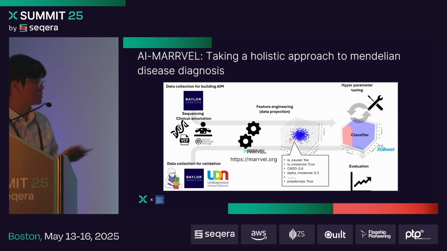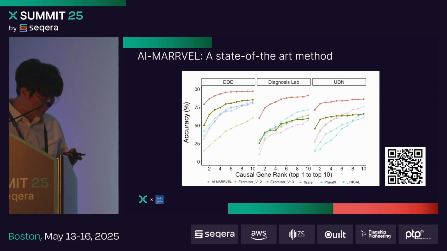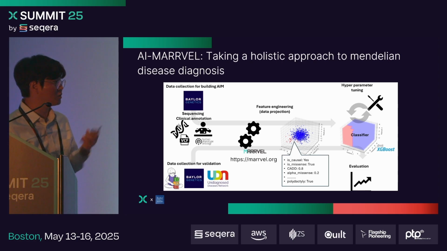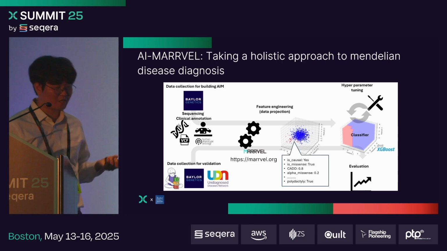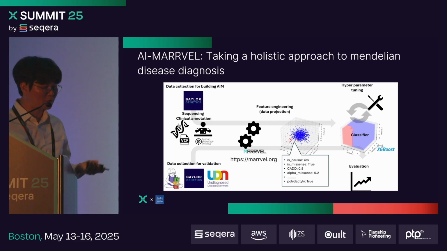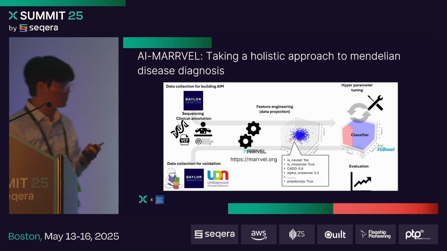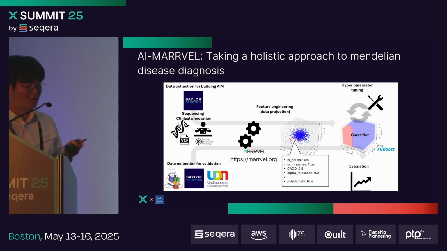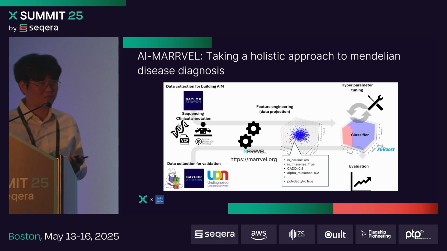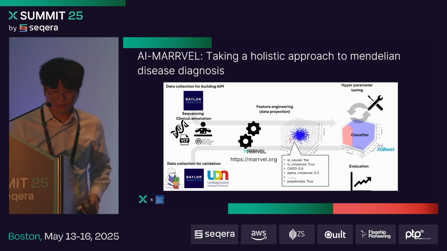This shows how we train the data. We start with the internal data provided by Baylor Genetics. After that, we validate using different independent data sets, one from the DDD and another from UDN. We also use Baylor Genetics data. Actually, this was one of the very challenging cases, and we were curious about how we can solve it.